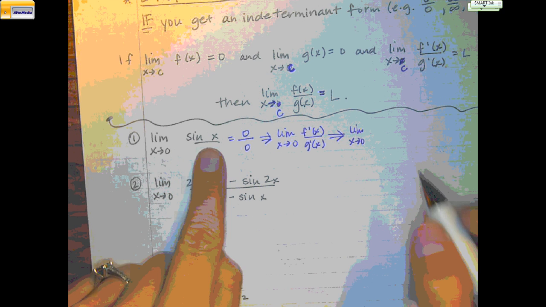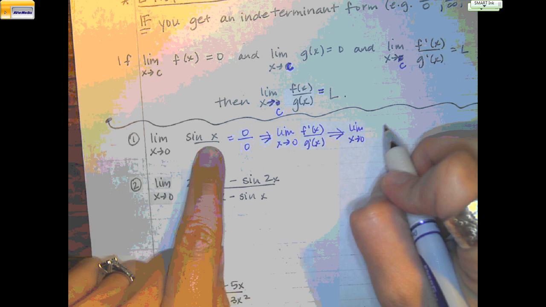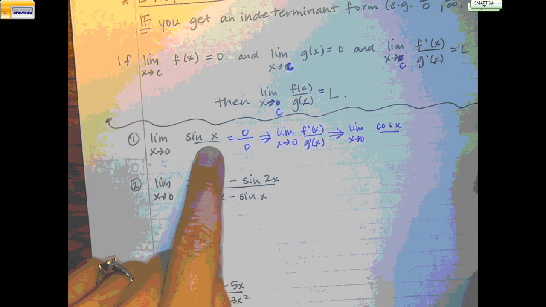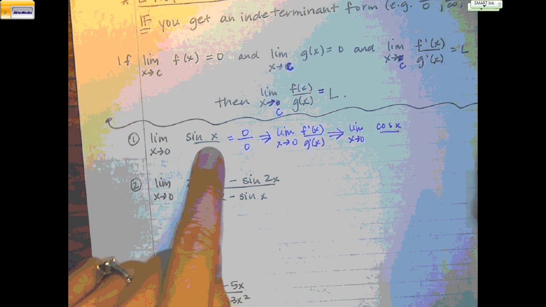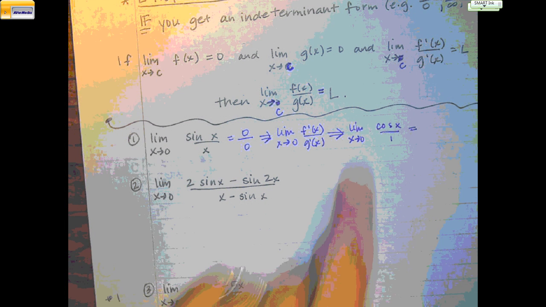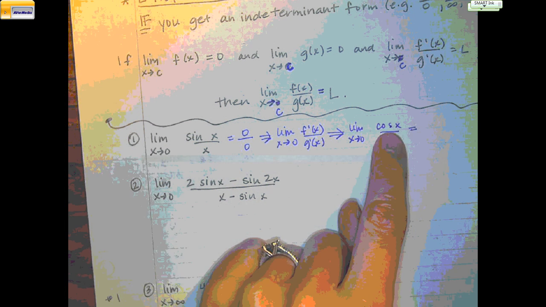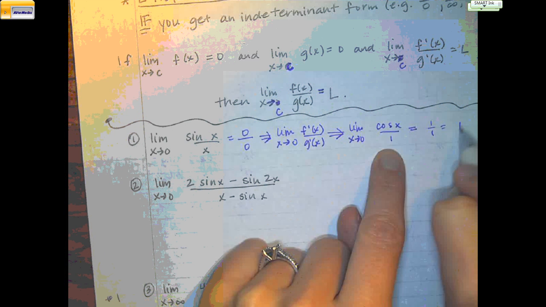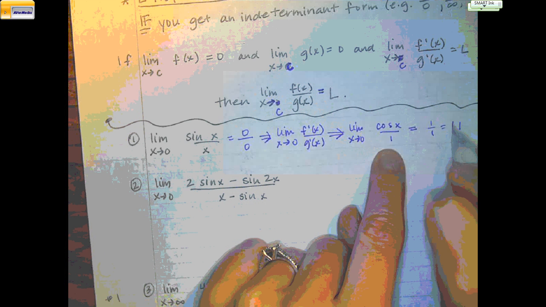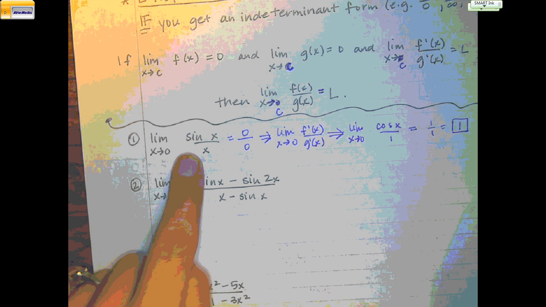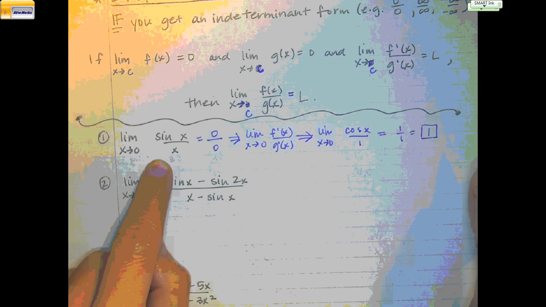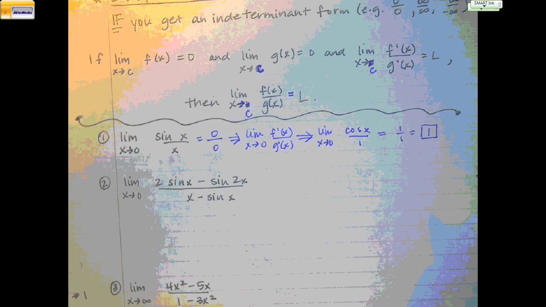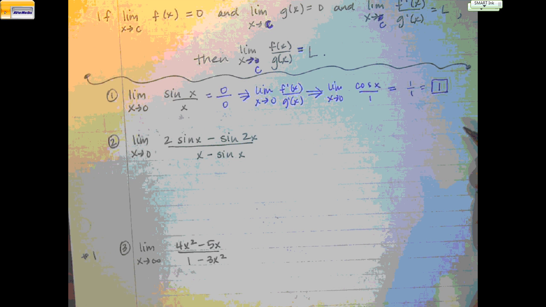What's the derivative of just the top? Cosine of x. What's the derivative of the bottom? 1. Now plug in 0. What's the cosine of 0? 1. And what's 1 over 1? The answer to the limit at the very beginning is 1. That's how you can find it. So let's do another one. This will make more sense the more we do, I promise.